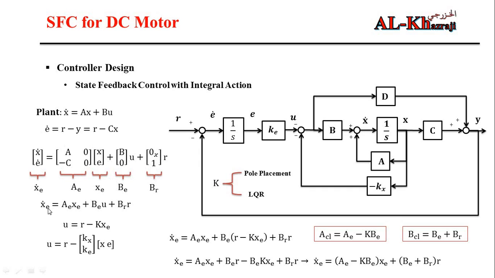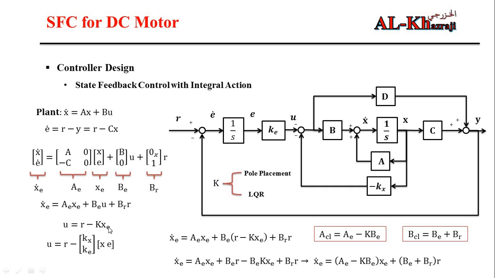So this is the new formula of our system. We have X sub E, which means we have another state, which is E. So this is the new X, just to separate X from X sub E, and it now becomes 3 states in our system. And this is the new A, the new state, B U, and B R multiplied by the reference.